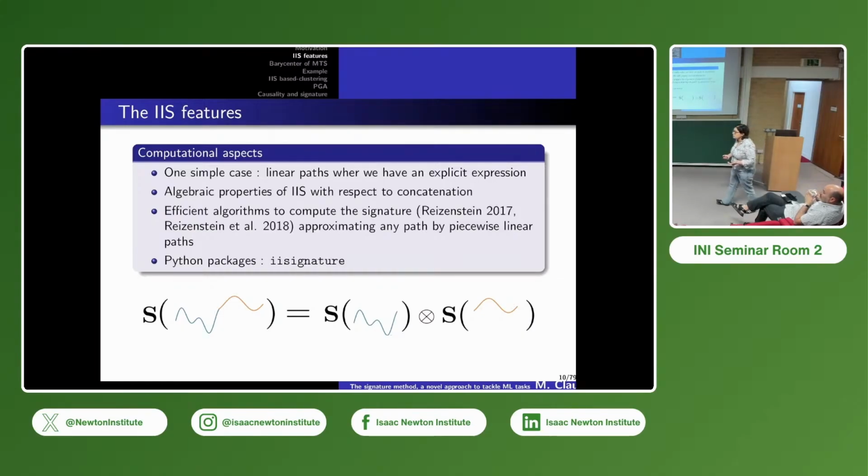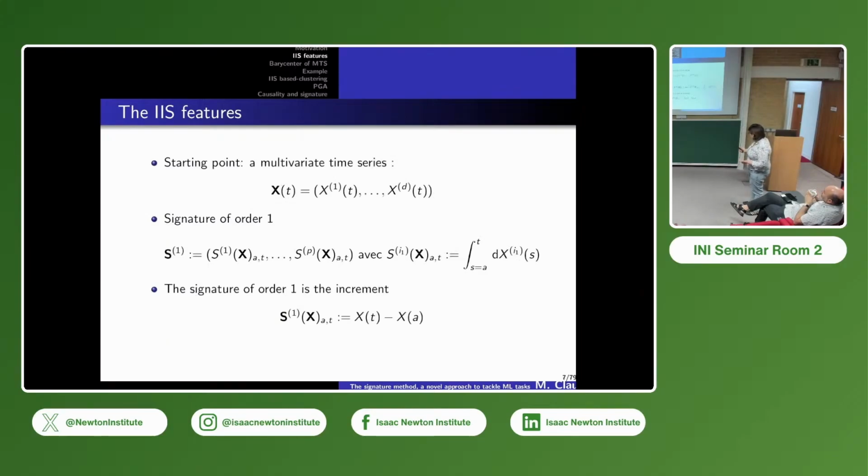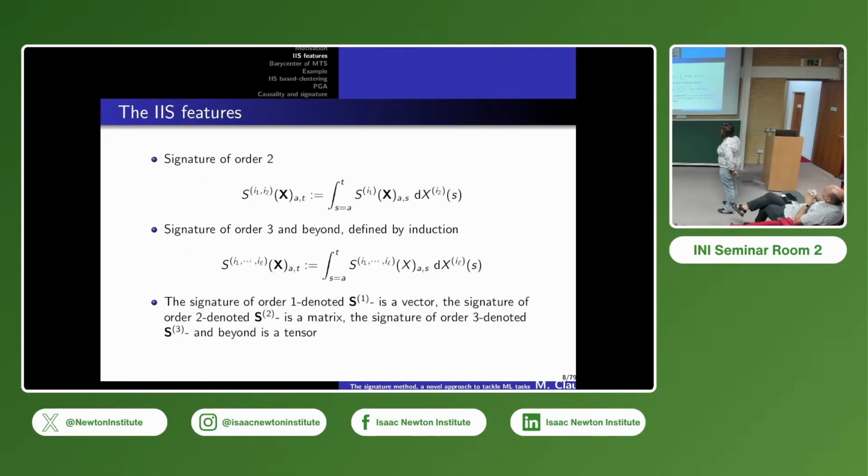In the definition of the signature, for different orders? Yeah. Okay, so at the beginning, it is just an increment. But it's indexed, so a and t are fixed or they are varied? Yes, a and t are fixed, because here, when you integrate, you are integrating between them.